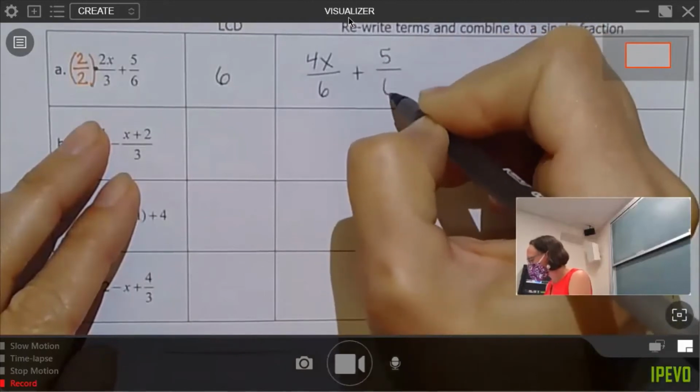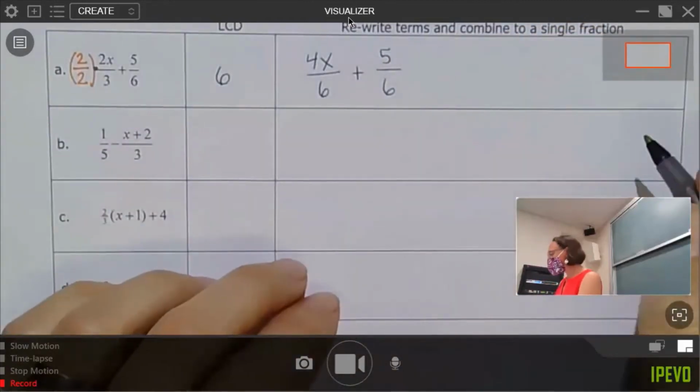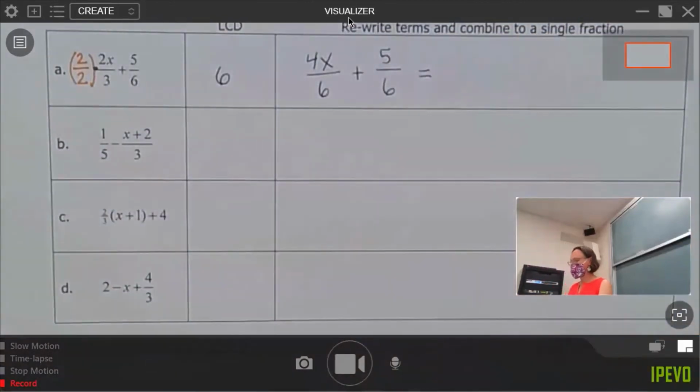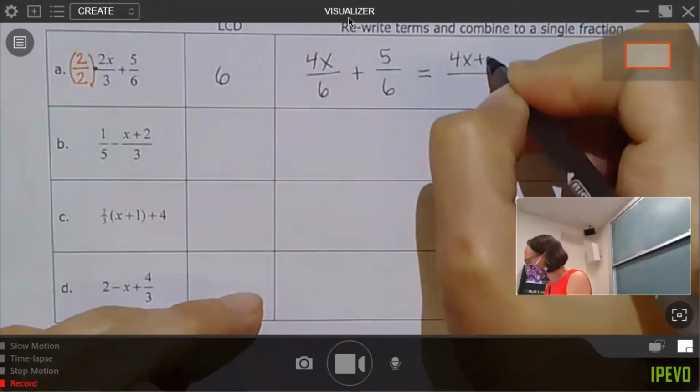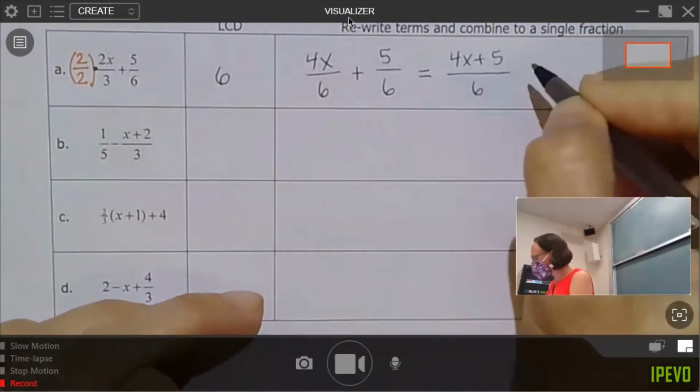plus 5 over 6. Now, when we combine these into a single fraction, I don't know what the value of x is right now. So I can't really do anything with that. But combining it as a single fraction means writing it as 4x plus 5 over 6.